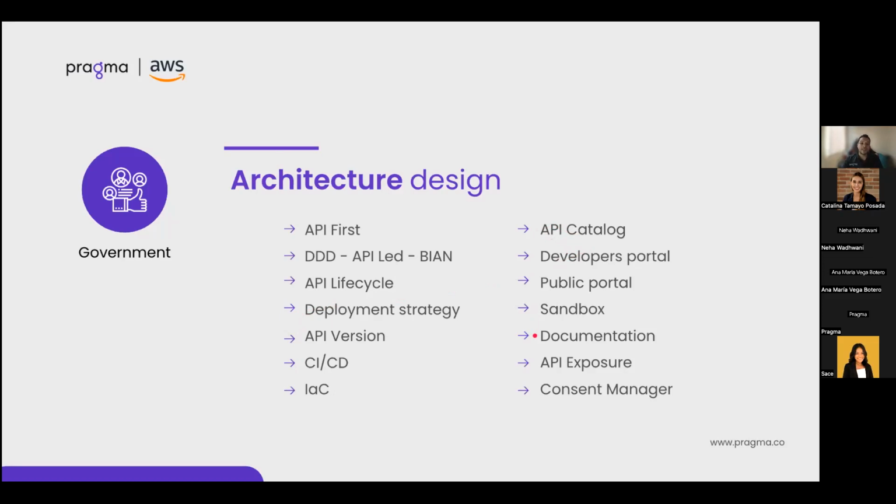In documentation, the recommendation is to use formats such as RAML or Swagger and include a sandbox to identify the API in developer or public portals. And consent manager. In addition to authentication and authorization, it is crucial to have a consent manager for sharing user data with third parties. This comprehensive approach ensures a robust architecture design that aligns with governance principles and enhances overall system effectiveness.